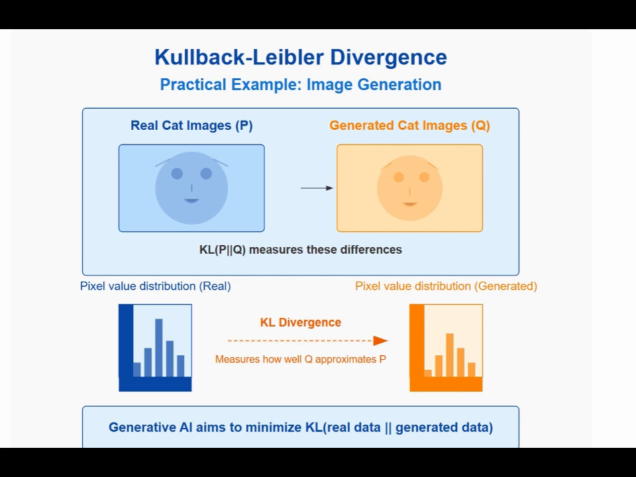Our visualization shows two cat distributions, real cats in blue and AI generated cats in orange. The pixel value histograms reveal subtle differences between distributions.